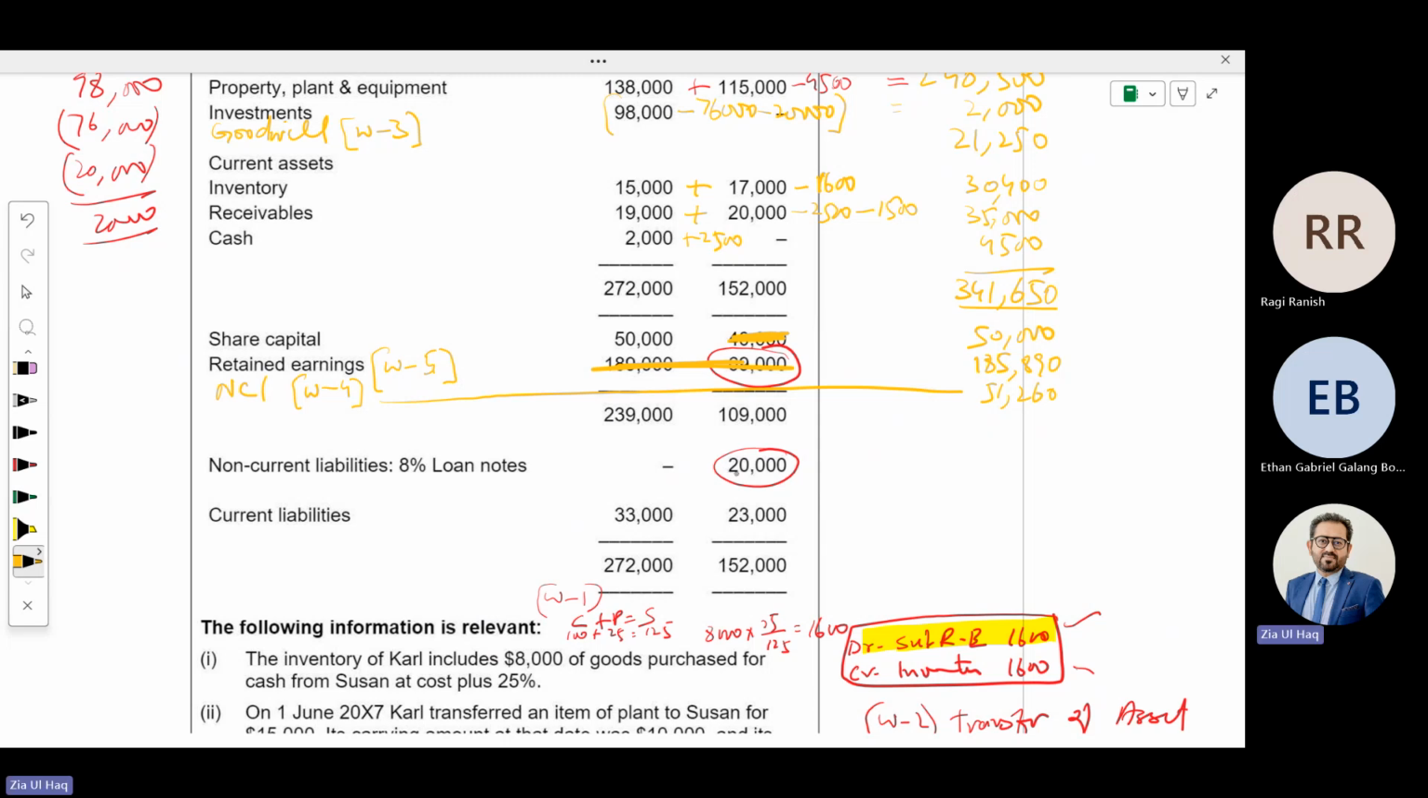And this should be eliminated, mean nil. And current liabilities, in this we need to eliminate that 1500 payable relating to intergroup transactions. How much is the figure for current liabilities? 33 plus 23 minus 1500. Now please see if this is also coming 341,650.